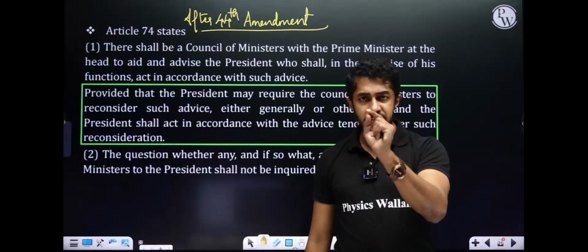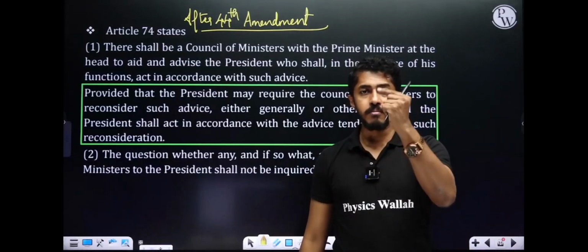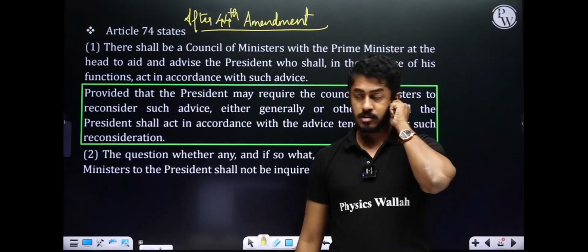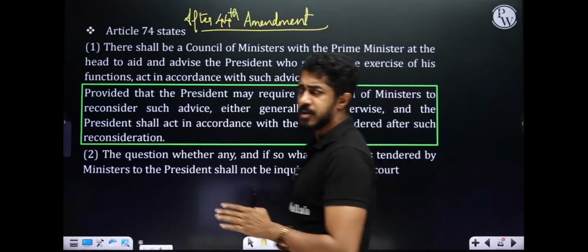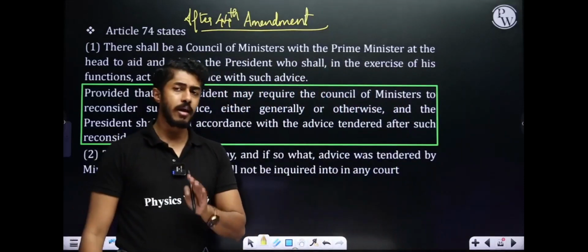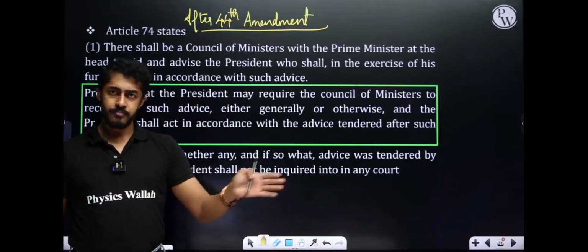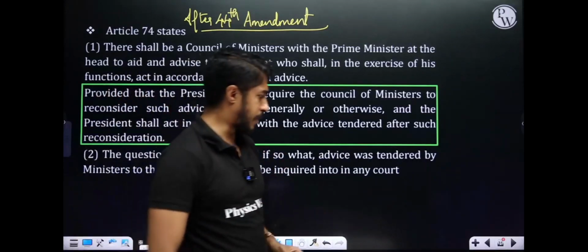That means the President is given that one opportunity to make some changes. The question whether any and whatever advice tendered by the ministers to the President cannot be questioned in a court of law. That is the other provision. Clear, people?